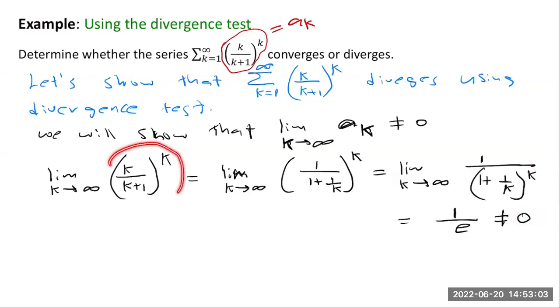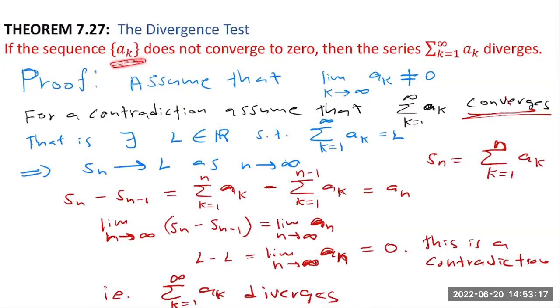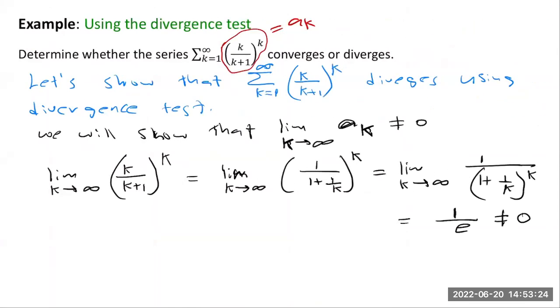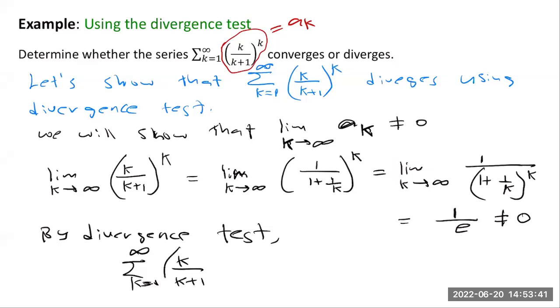That means the limit as k goes to infinity of a_k is not equal to 0. If it is not equal to 0, by the divergence test, this series should diverge, right? As you can see from this statement, if the sequence does not converge to 0, then the series diverges, okay? So by the divergence test, this series, k goes from 1 to infinity of (k over k plus 1) to the power k, diverges. Okay, this completes that example. Let's move on.